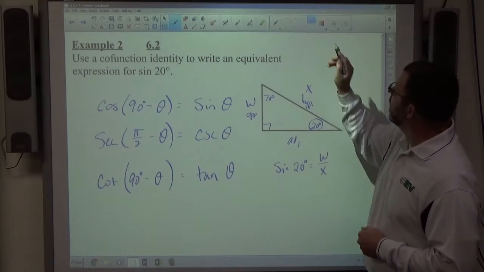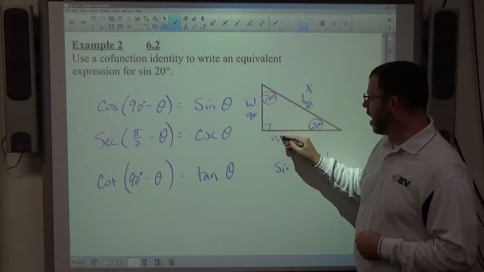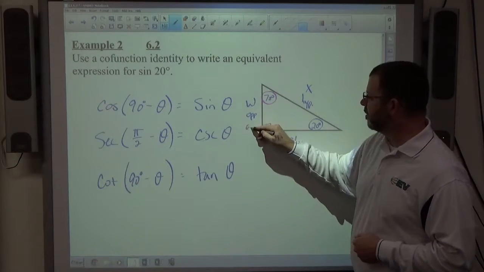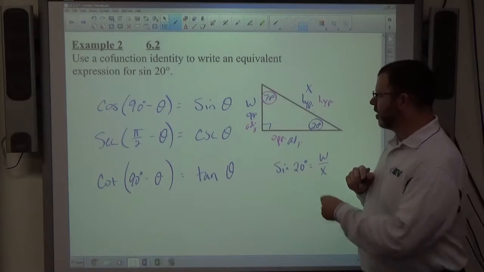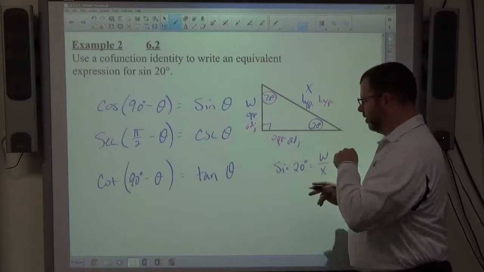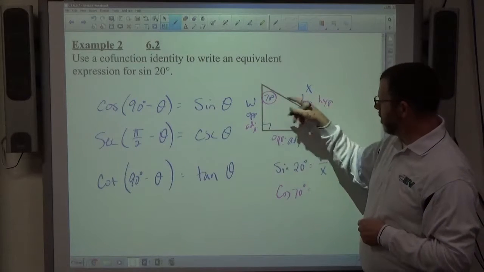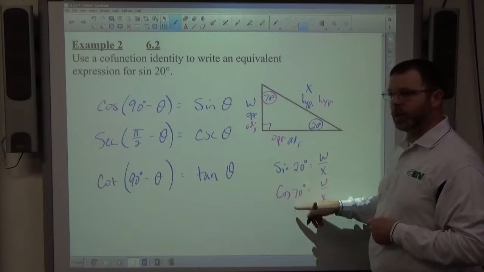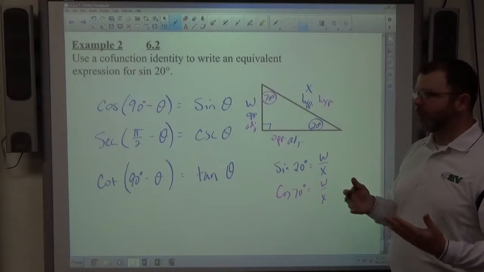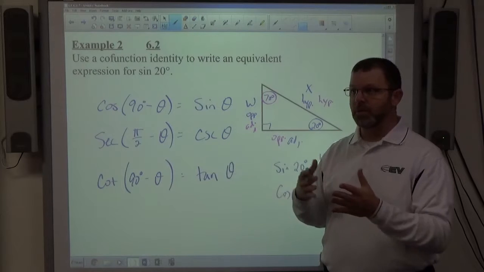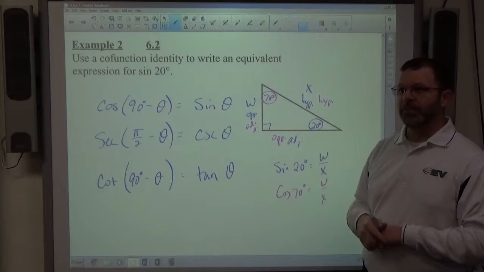If we take a look at the 70-degree angle and identify opposite, adjacent, hypotenuse, now this is the opposite side for 70, this is the adjacent side for 70, and that's still the hypotenuse for 70, right? Looking at the cosine of 70 degrees, that's adjacent over hypotenuse, that's also W over X. These things are equivalent to each other. You don't have to go through this much trouble every time. But if they want an equivalent expression for any trig function between 0 and 90 degrees, just do the cofunction and then give me the other acute angle measure.